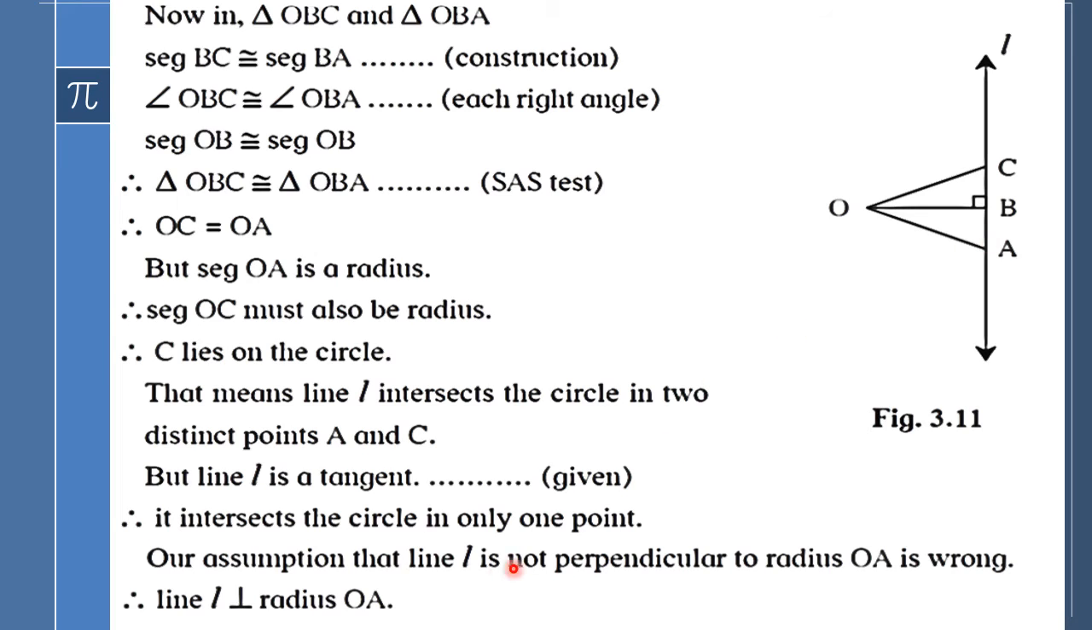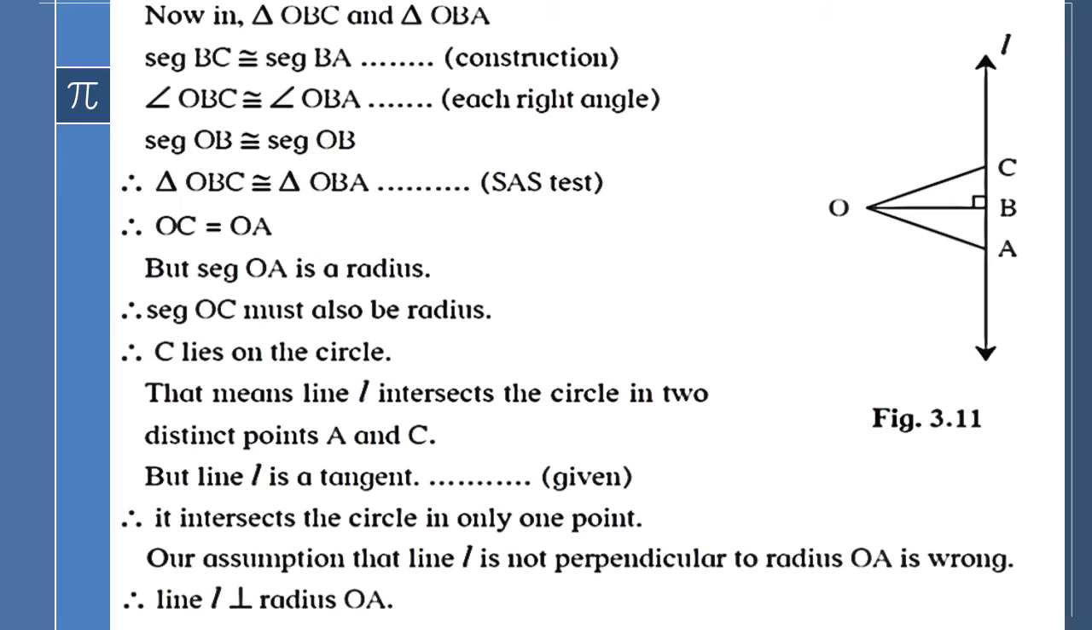That means our assumption is wrong, and hence line L is perpendicular to radius OA. Okay, so this proof I think won't come in the exam, or it's not part of the syllabus as such, but the statement is really important, and the proof is given for you in the for information part. Okay, for more information.